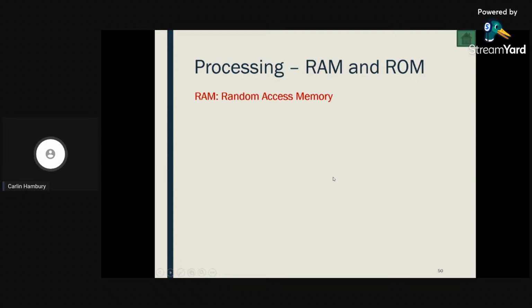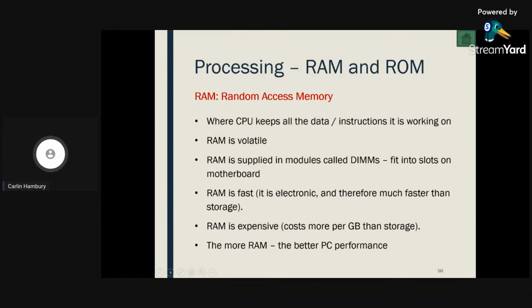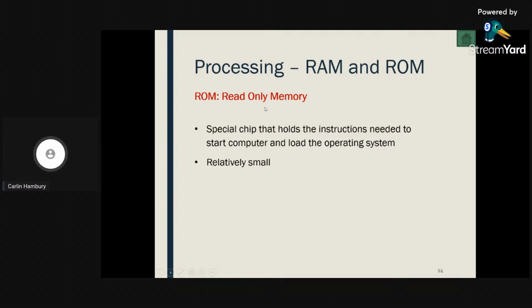Okay, then we've got our random access memory. We know the difference between our RAM and ROM. Main thing is that your RAM holds instructions for the CPU, right? Your CPU keeps all the data and instructions it's working on. RAM is volatile. RAM is fast. It's expensive. And it's one of the simplest methods of upgrading your PC, or one of the simplest methods of improving your PC's performance.